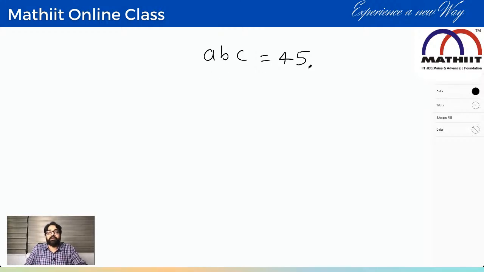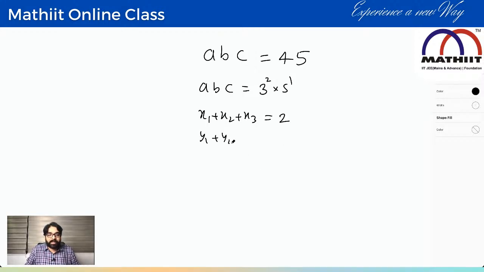Look here. ABC equal to 45. Arey bhaiya, ABC equal to 45 means 3 square into 5. This is much simpler. A will be what? A will be 3 power x1, 5 power y1. B will be 3 power x2, 5 power y2. So I will say x1 plus x2 plus x3 is equal to 2, and y1 plus y2 plus y3 equal to 1.